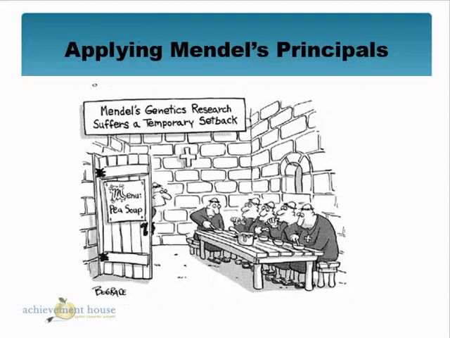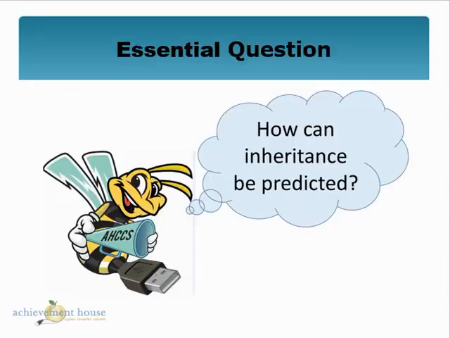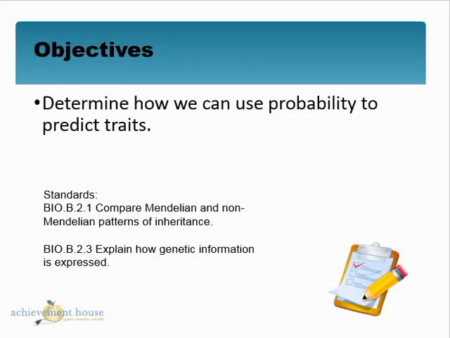In our previous lesson, we learned about Gregor Mendel and his work with pea plants. In today's lesson, we're going to apply Mendel's principles to predict the results of genetic crosses. Our essential question is, how can inheritance be predicted? Our objective for today's lesson is to determine how we can use probability to predict traits.